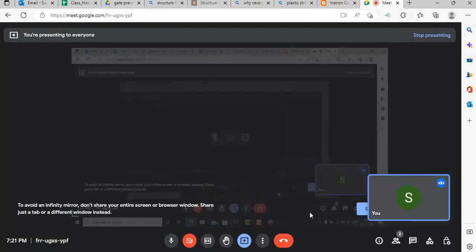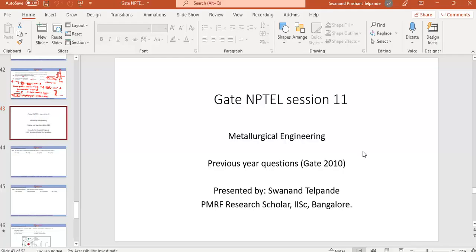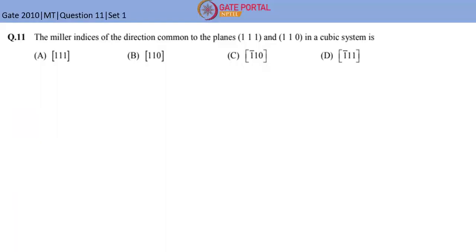I hope my screen is visible. So again I welcome you to the GATE NPTEL session 11. I will take 4 questions from the GATE Metallurgical Engineering 2010 question paper, and these questions will be related to physical metallurgy as well as mechanical metallurgy. So first question I will project here.